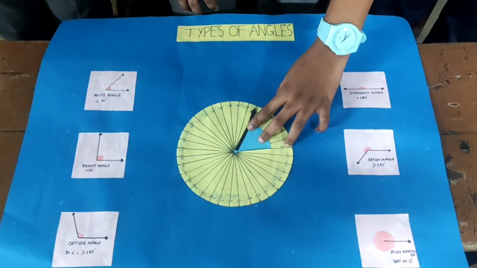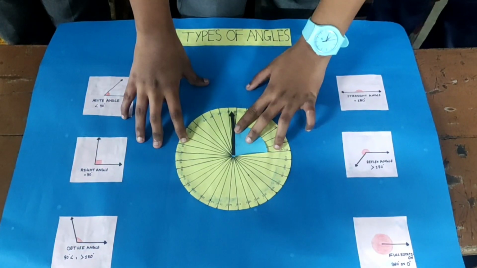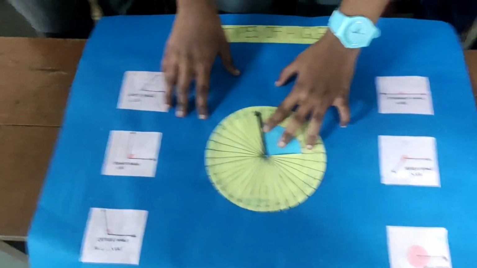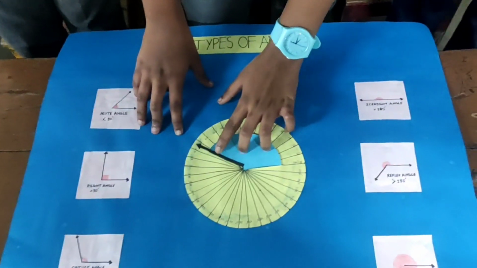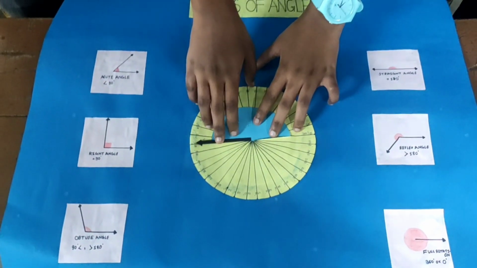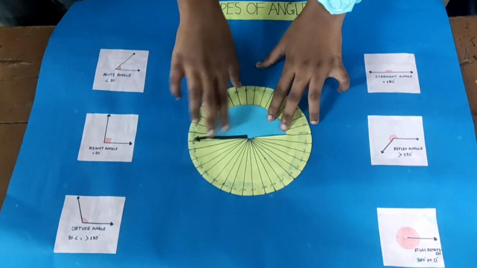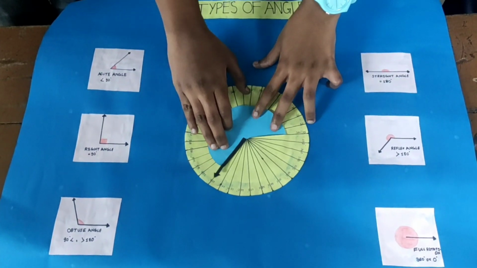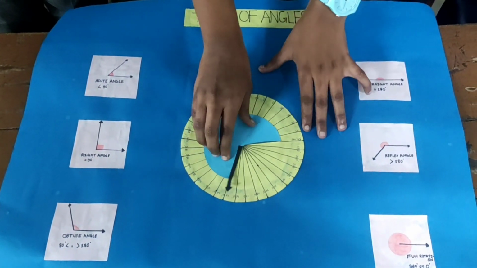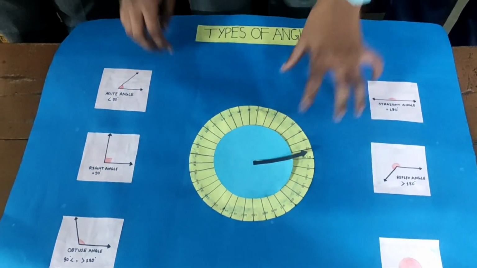They are: first is acute angle. It lies between 0 to 90 degree. Next is right angle. This angle is exactly equal to 90 degree. Third is obtuse angle. This angle lies between 90 degree to 180 degree. And next is straight angle, which is exactly equal to 180 degree. And next is reflex angle, which is greater than 180 degree but less than 360 degree. And next is full rotation. The complete rotation of angle is equal to 360 degree.